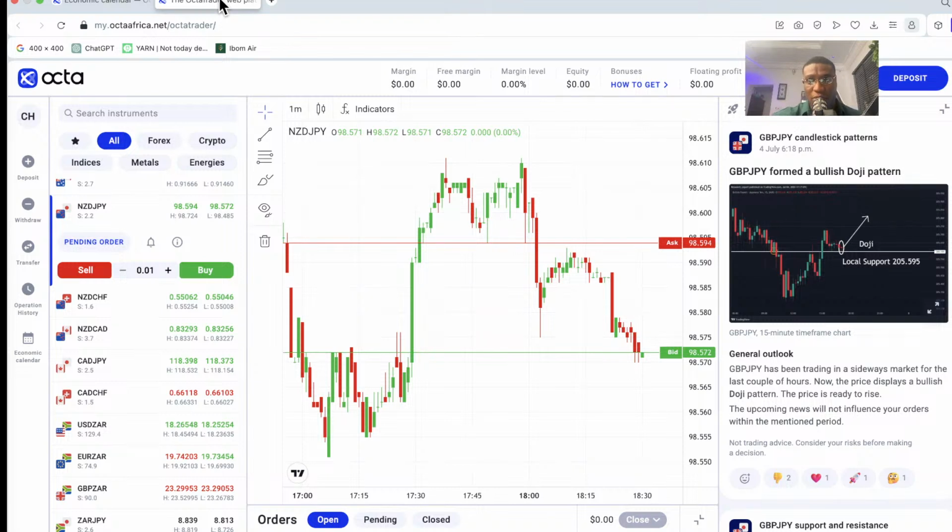And like I said, if you have any pair that you like, your favorite pair, you can let me know in the chat. I'll go ahead and analyze your pair.